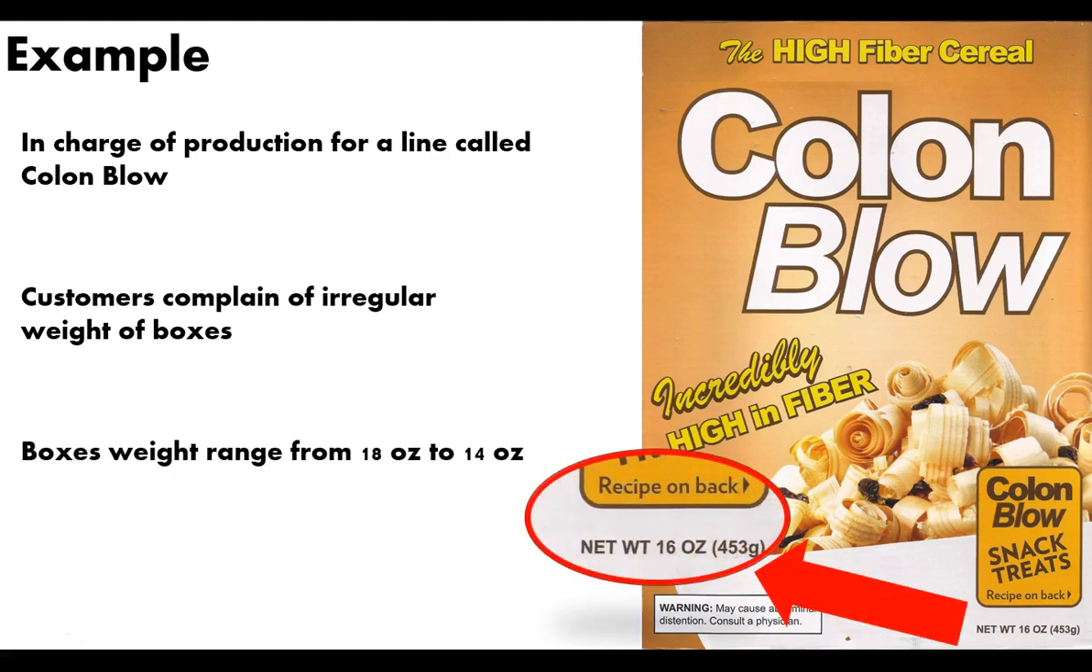When he went to look at the weight of the boxes and looked at some of the complaints the customers got, they ranged from 18 ounces to 14 ounces. So 2 ounces over, 2 ounces under was the span of the complaints, even though the box itself said they were supposed to be 16 ounces. Now, you probably didn't see a whole lot of complaints from the 18-ounce people, and I'm sure the 14-ounce people didn't really appreciate getting cheated out of some cereal. So that was the problem: he was getting an irregular amount of weight out of each of these boxes, so it wasn't predictable. In other words, there was some variation.